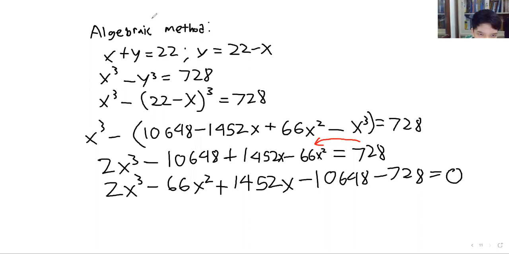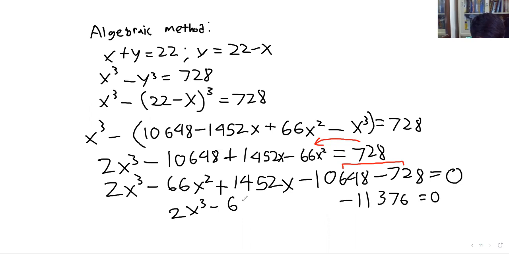these are also like, we can put these together. In total, that will be negative 11,376. So read this: x cubed minus 66x squared plus 1452x equals 0. So this seems like we can also factor it by 2.